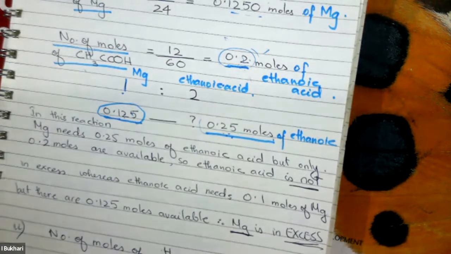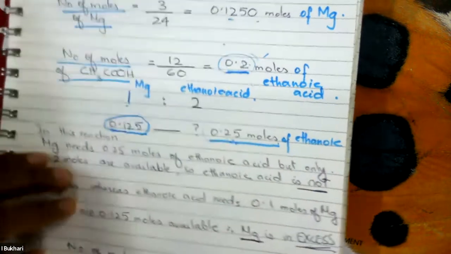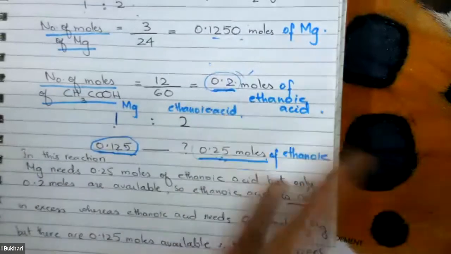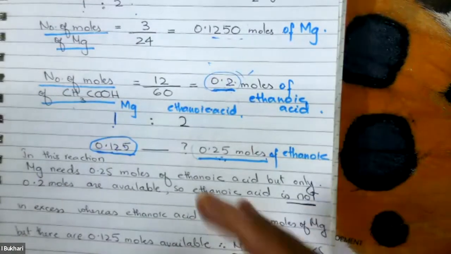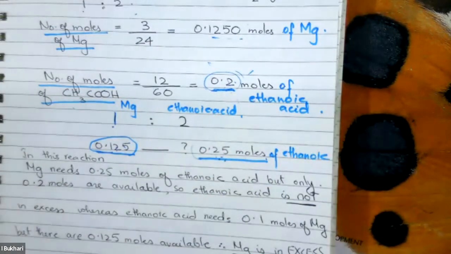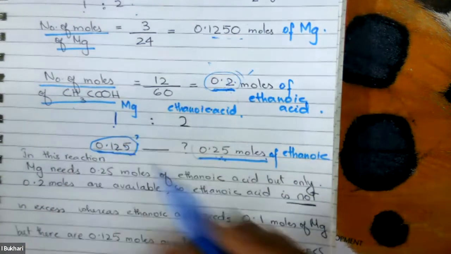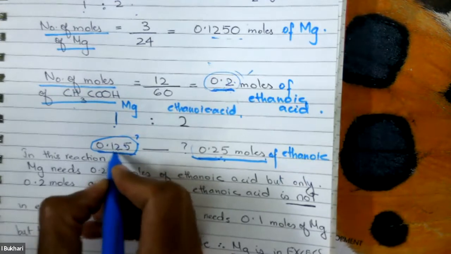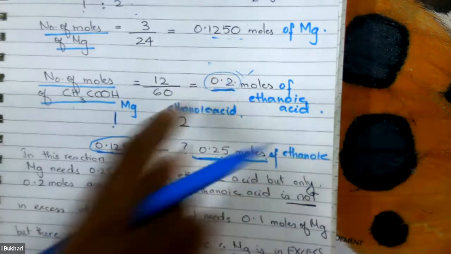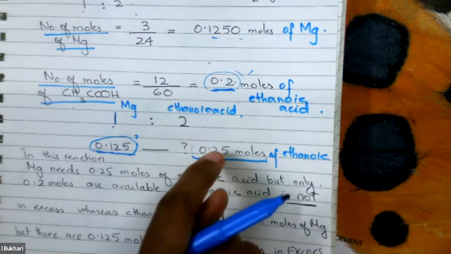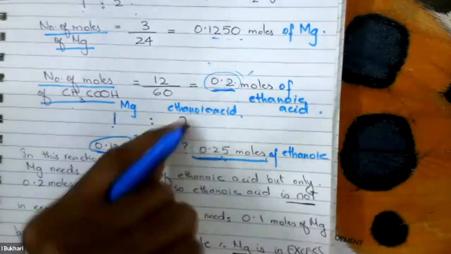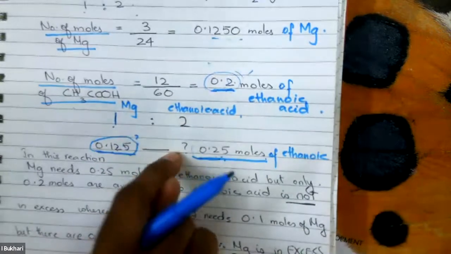Even if you use the formula, at the end, in order to decide which one is in excess and which one is the limiting factor, you have to do the ratio. There is no other way. All you can do is find this out by formula. But once you have found out that it's 1.25, how will you know how many moles of ethanoic acid it will react with? You have to use the ratio method.